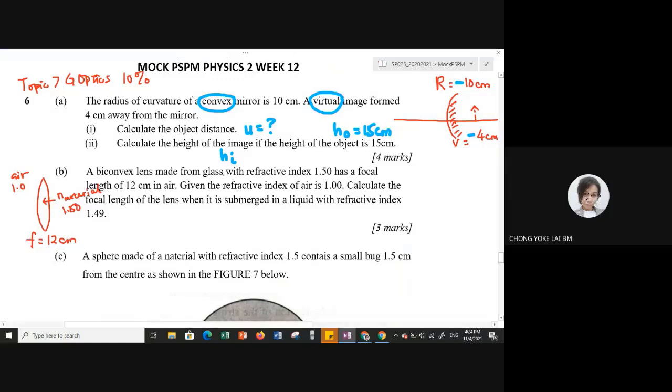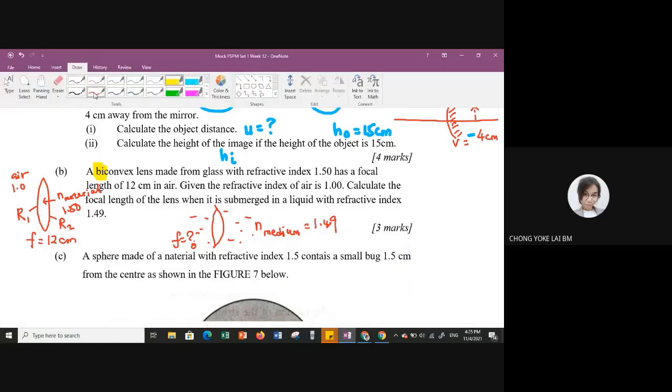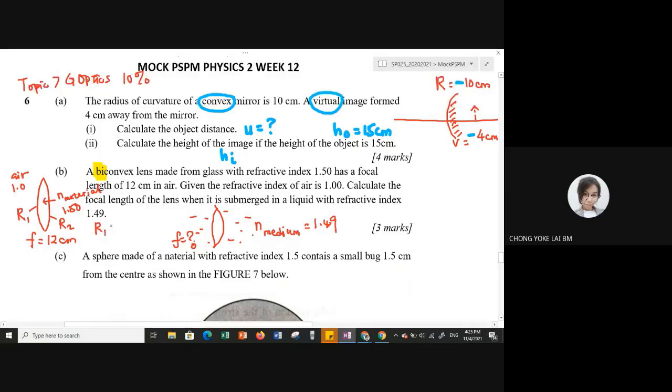So later on I submerge it in liquid. Okay, I submerge it in liquid. So the refractive index of the medium will become 1.49. So my focal length will change. I want to find the new focal length. What is the focal length? So apa yang sama untuk dua situasi ni? Yang sama untuk dua situasi ni adalah nilai R dia lah. R1 dan R2 lah. Then sebab perkataan bi-convex. Nampak perkataan bi-convex? Maksudnya dua-dua belah ni R dia sama. R1 sama dengan R2. So teacher wakil gunakan R sahajalah.